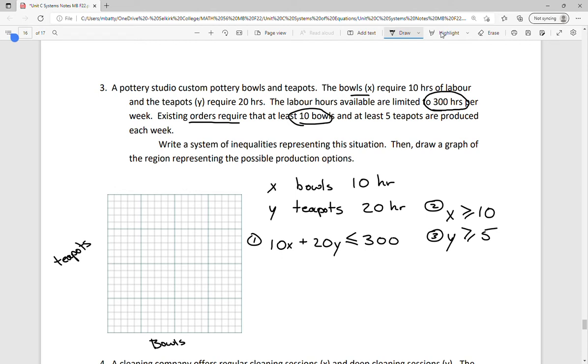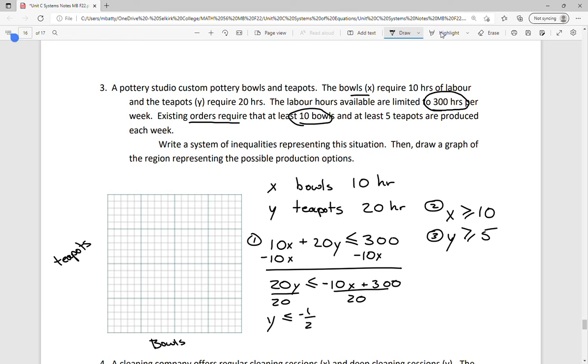Let's put this one into mx plus b so we can figure out the scales along the side. So I'm going to start by subtracting 10x from both sides. I get 20y is less than or equal to negative 10x plus 300. Divide by 20 everywhere. Numbers are big. Hopefully you're patient with the fraction math and go all the way. This tells me then I have a y-intercept of 0 and 15 and a slope of negative 1 over 2.